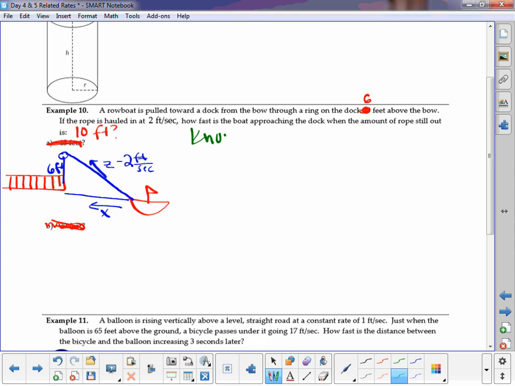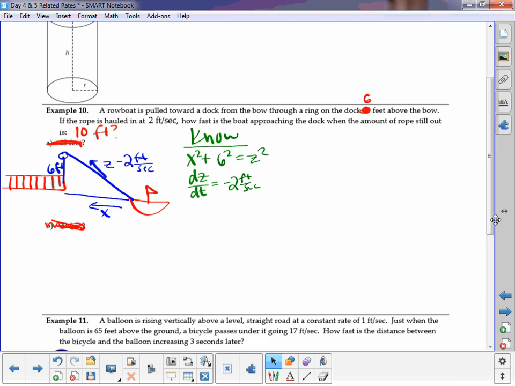So let's fill out all we know. What equation do you think we're going to use to relate all this information? Pythagorean theorem. Alright, so we know our equation is going to be x squared plus 6 squared equals z squared. Again, that 6 feet is a constant, so that's not going to change for us. And that length of rope is changing. We have that dz/dt is negative 2 feet per second. Did I give us anything else? No. Alright, so what do we want?